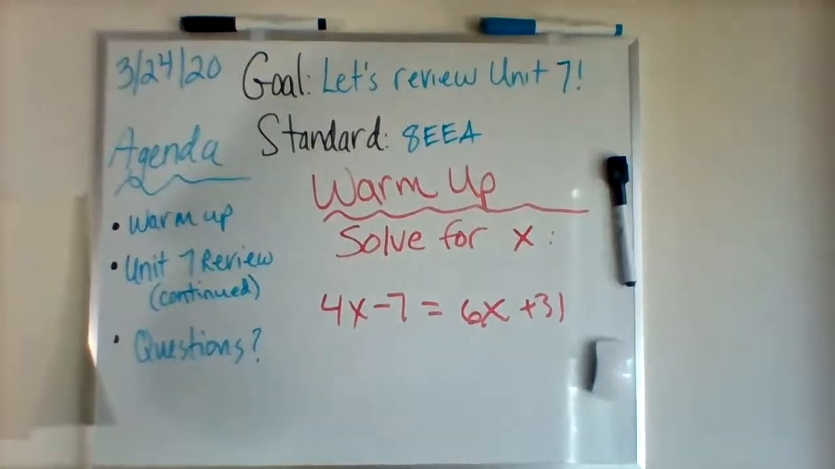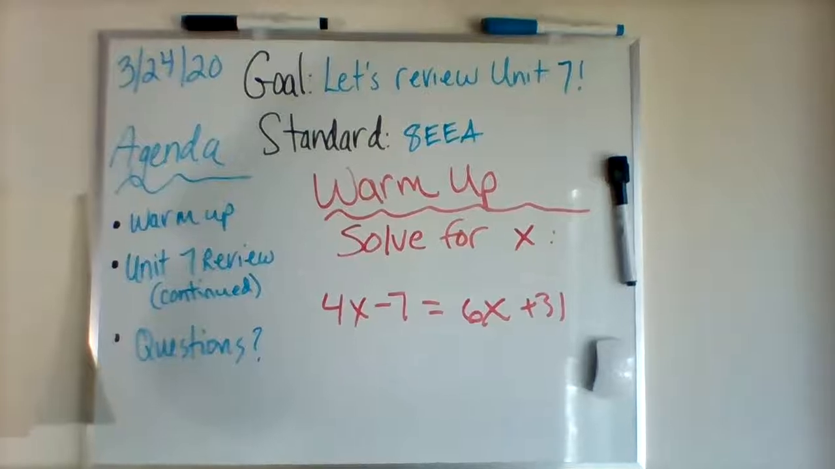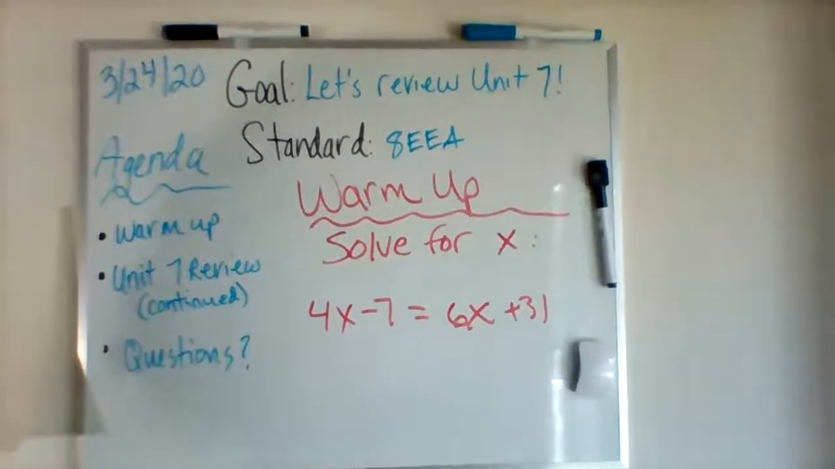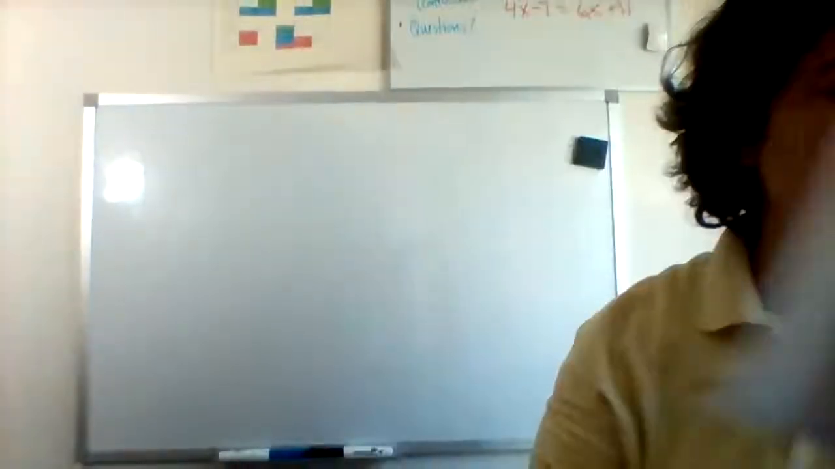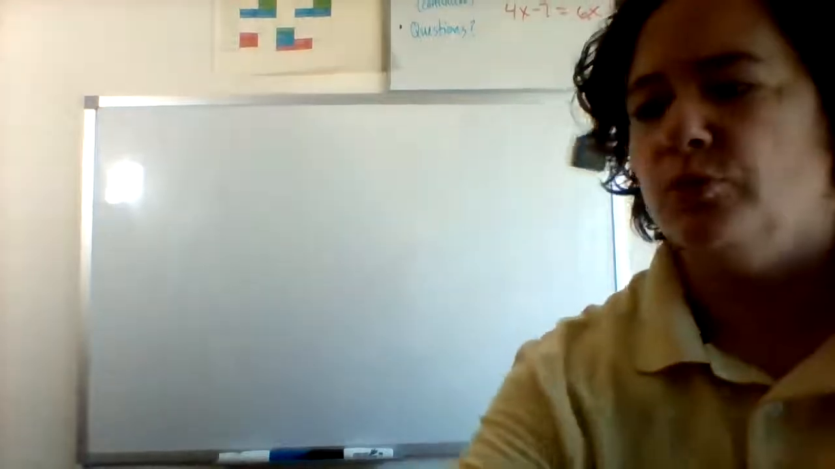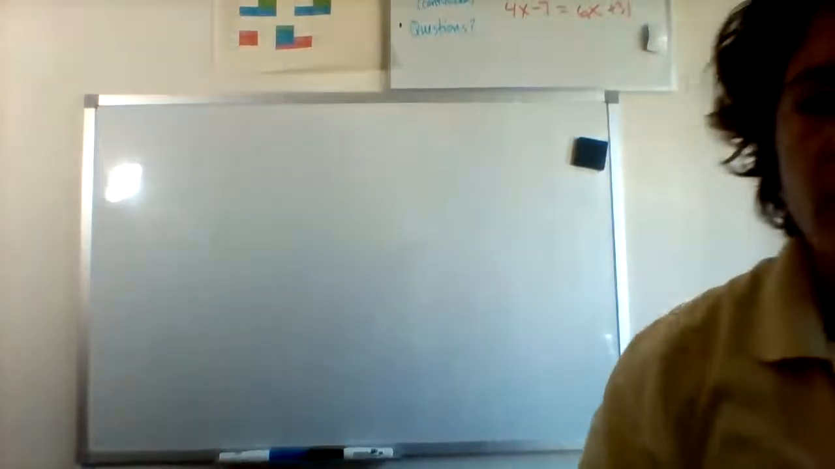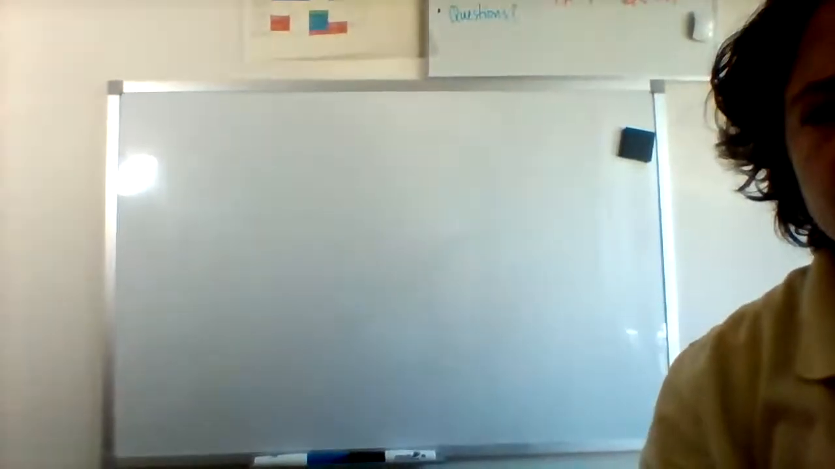All right, so solve for x. 4x minus 7 equals 6x plus 31. We really can't waste any time. Looks like the schedule is packed this morning. So let's get moving.